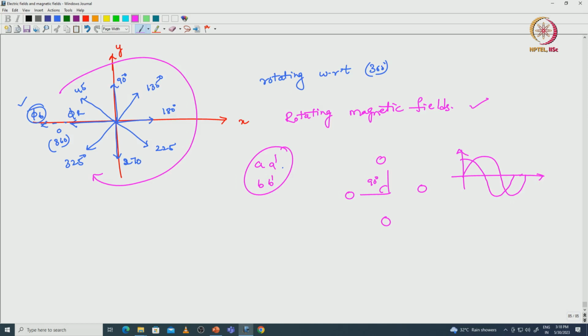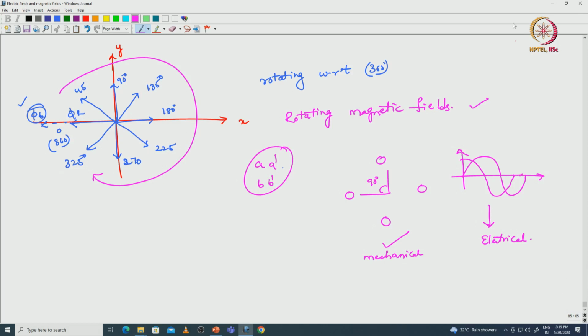Because of the symmetrical mechanical distribution and symmetrical electrical excitations, we are getting the symmetrical rotating magnetic fields. If we change the electrical phase shift, electrical excitation angles or mechanical displacements, we will not get the symmetrical rotating magnetic fields. That also we will see as an example.